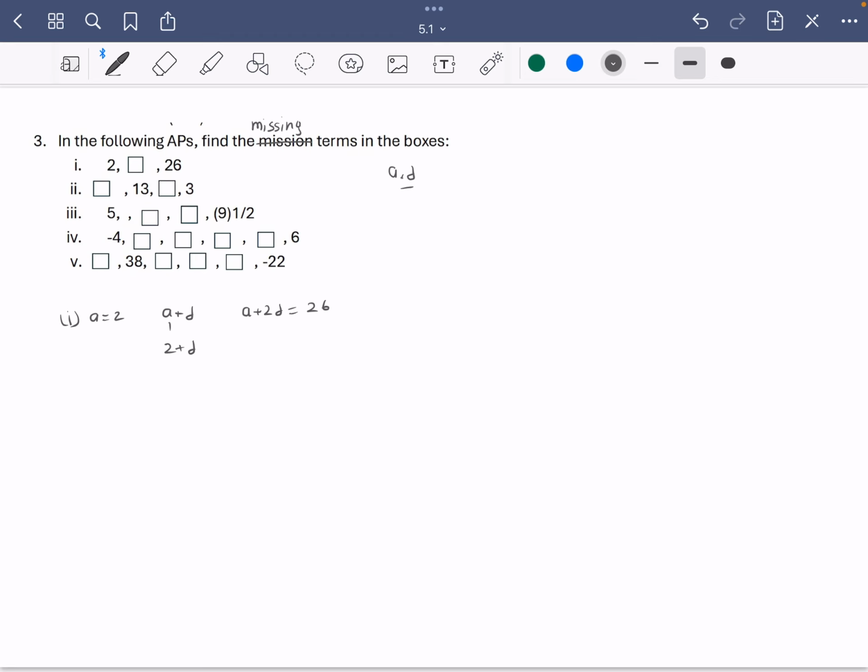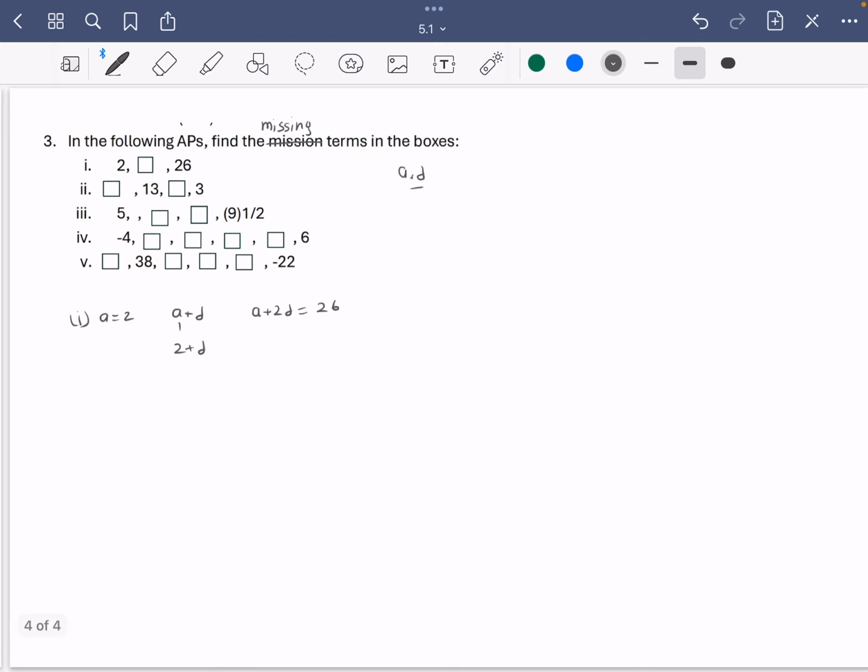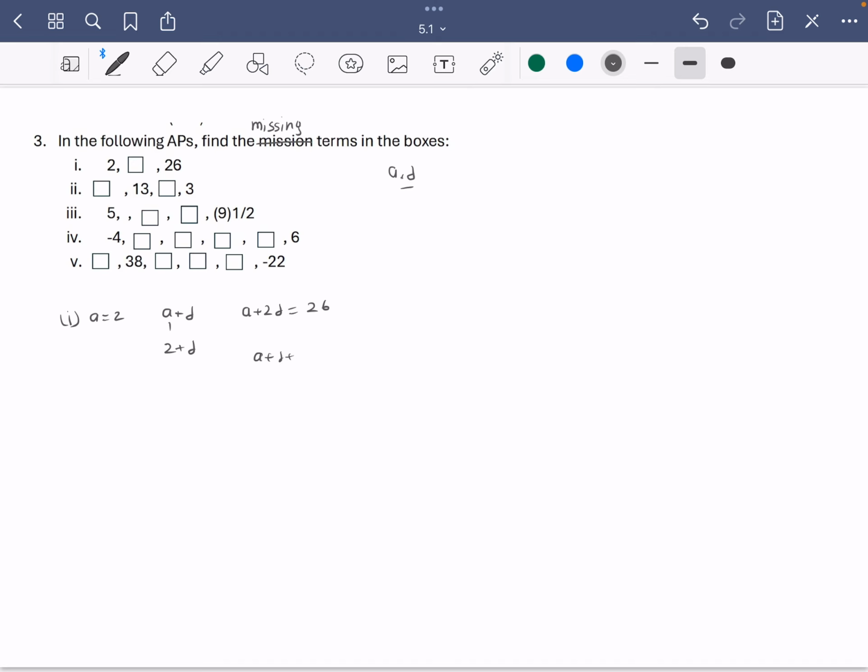Can I put this value a plus d here and then solve it? a plus 2d is a plus d plus d. Here it's going to be 26, so a plus d is 2 plus d, plus d is 26, so 2 plus 2d is 26. 2d is going to be 26 minus 2, 24. d is going to be 12.